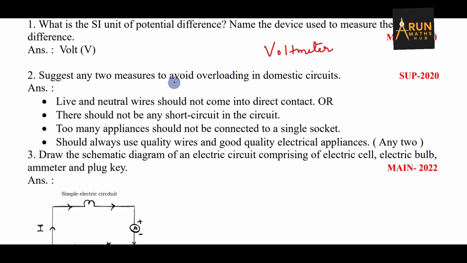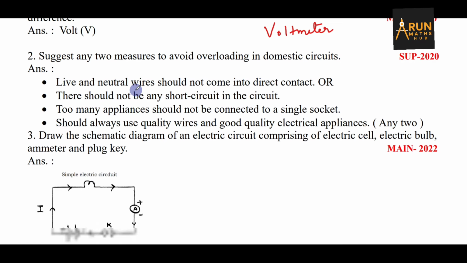Suggest any two measures to avoid overloading in a domestic circuit. Live wire and neutral wire should not come into direct contact. There should not be any short circuit in the circuit. Too many appliances should not be connected to a single socket. Always use quality wires and good quality electrical appliances. These are the measures to avoid overloading.